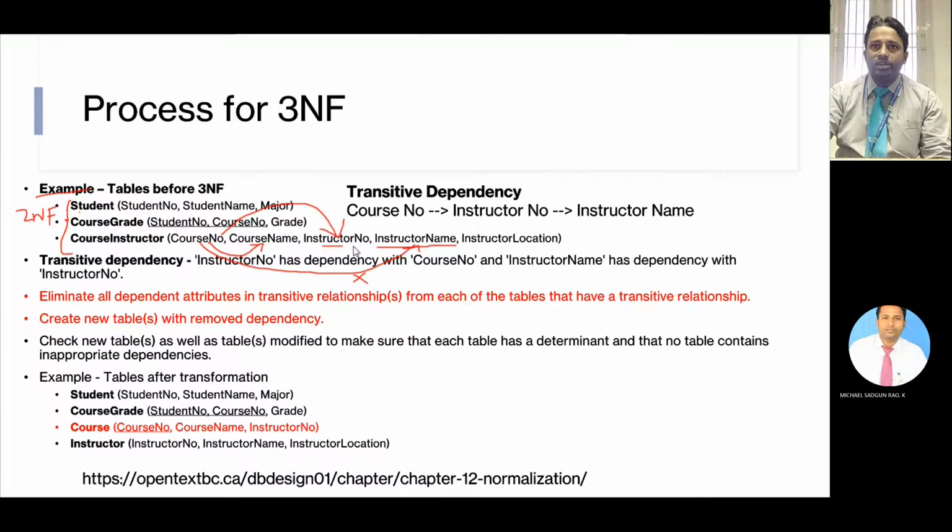That's nothing but, by using instructor number, you can determine instructor name; no need of course number. Okay, means what? There is a dependency. So there is a dependency between the primary key and a non-primary key attribute, that's nothing but instructor number.